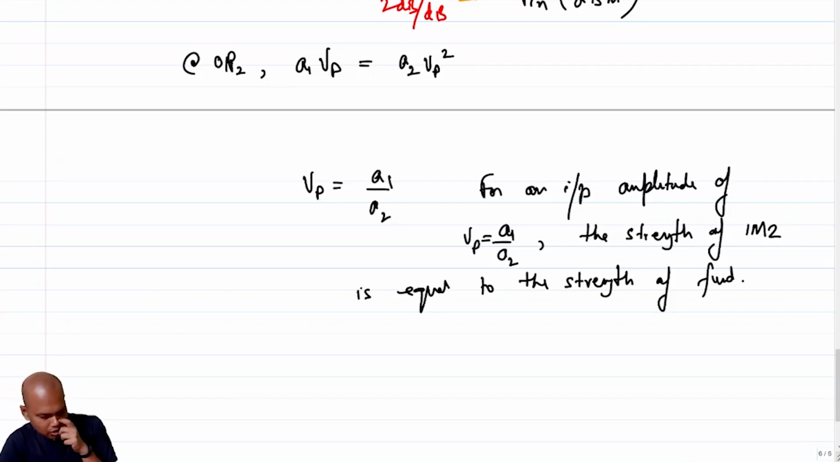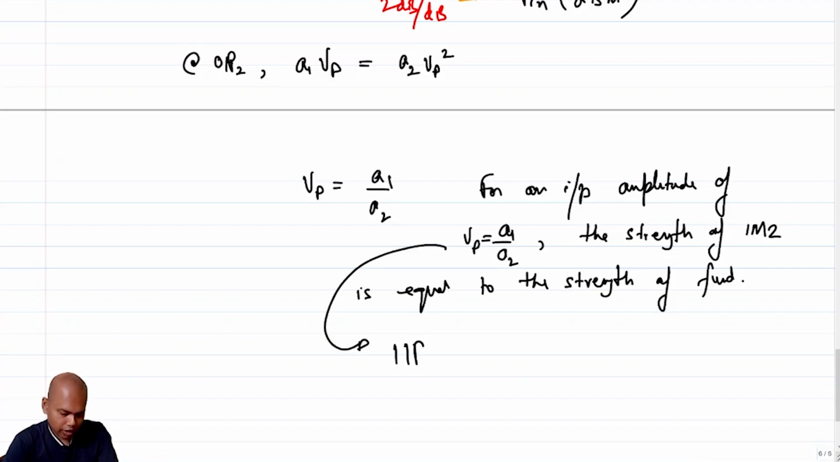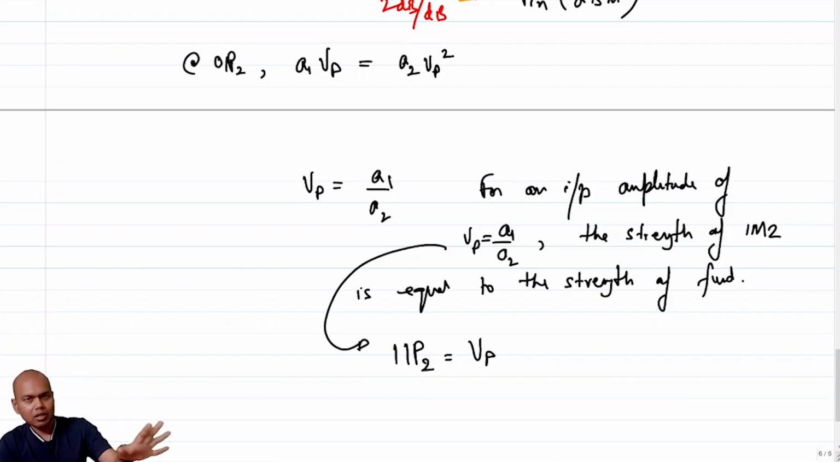right? So this, when referred to the output, we call this... so obviously Vp is the input amplitude, so hence this is the IIP2. So when you express this in dBm, sometimes you are going to see some papers or data sheets refer to IIP2 in terms of dBm. That's what they essentially mean.